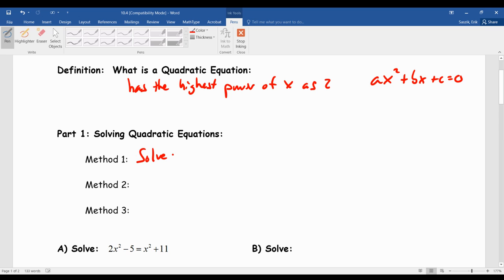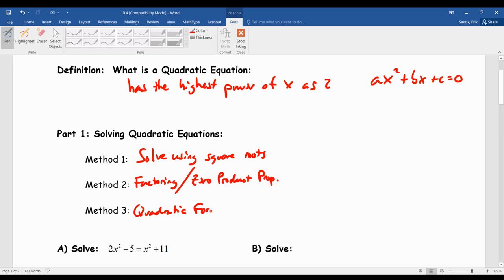The first method is solve using square roots. That's what we're going to do on this sheet here today. There's also something called solving using factoring / zero product property. And then there's something called the quadratic formula, which we'll get to later.